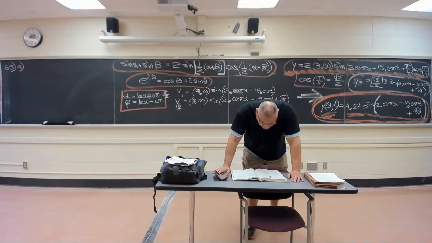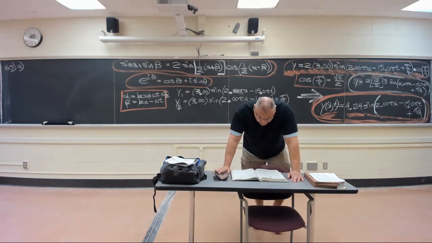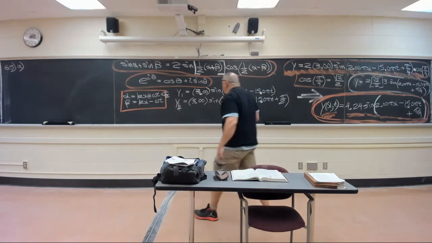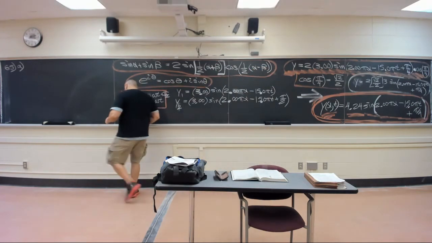What are the A, B, C of the following? A, the amplitude. What is the amplitude? That's A. B, what is the frequency? C, the wavelength of the resultant wave. So they want the amplitude, the frequency, and the wavelength of the resultant wave. That's A, B, C.